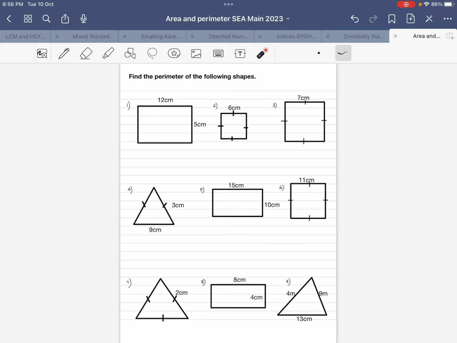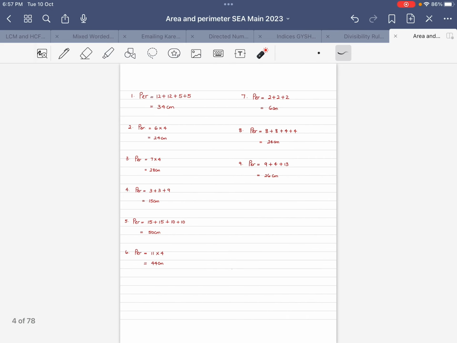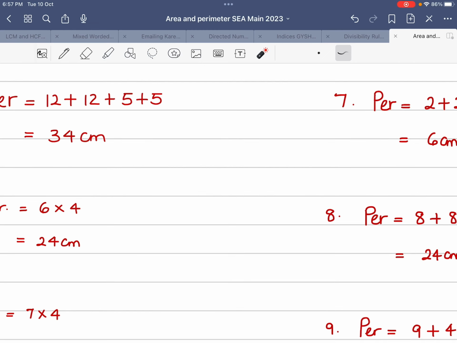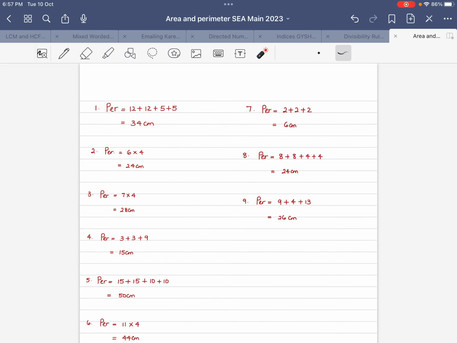So attempt these questions, and then we will unpause the video and we will look at the solutions. Here are the solutions for numbers 1 to 9. Remember to put your units. For perimeter, we don't put the square, we simply put the units, whether it be centimeters or meters or millimeters or kilometers.